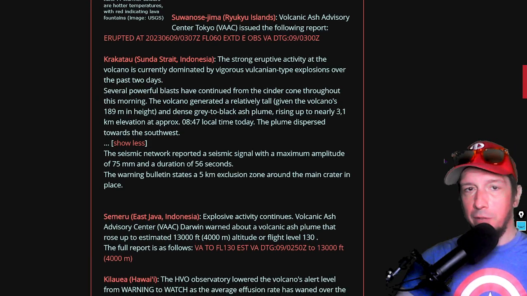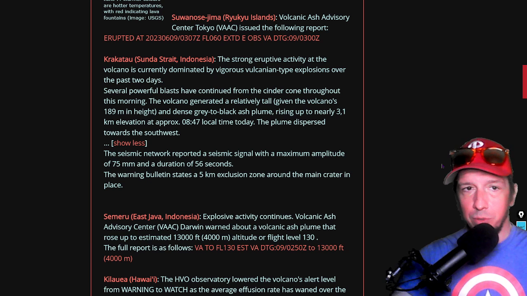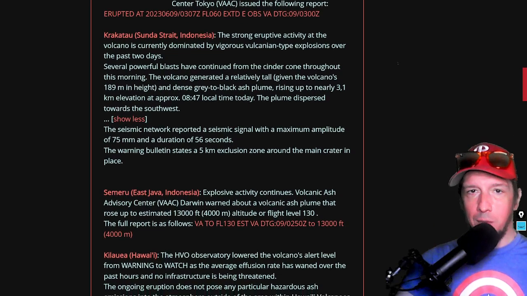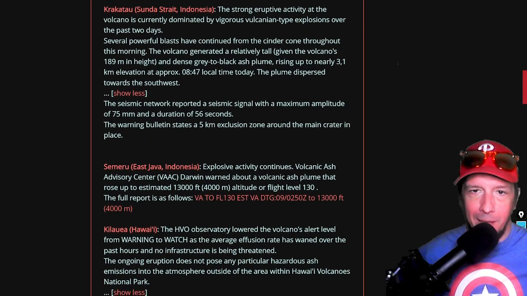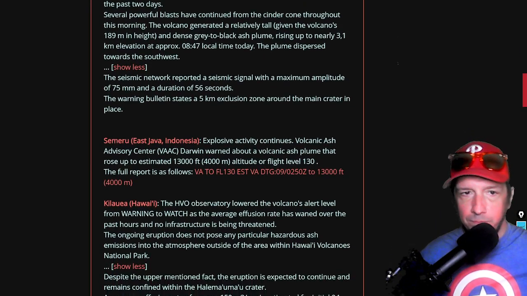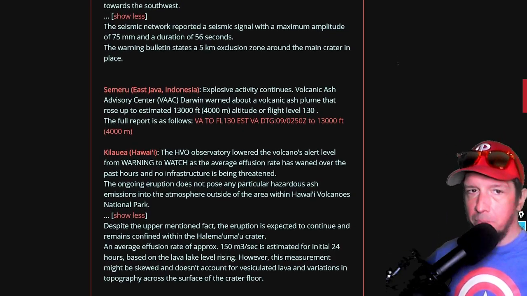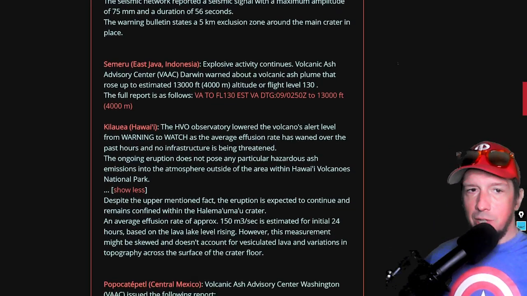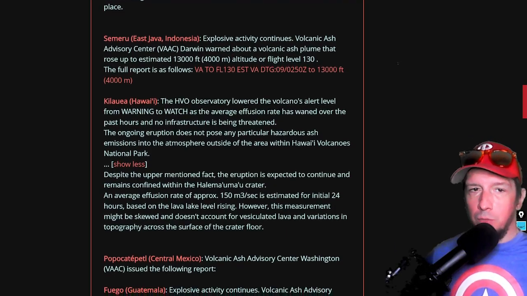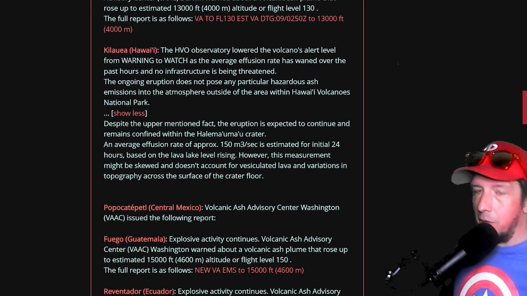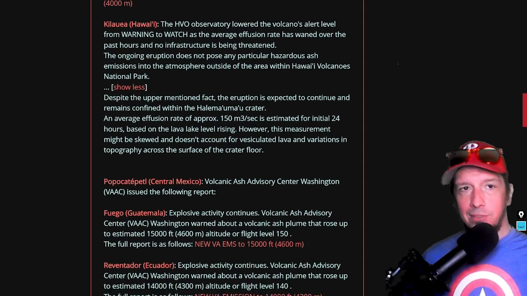Suwanosejima exploding as well, flight level 060 over the Ryukyu Islands. Krakatau producing about a 10,000-foot ash plume there as it explodes once again. The daughter of Krakatoa there, once again at it with strong eruptive activity for the past 2 days. Semeru also exploding, flight level 130, that's a 13,000-foot ash plume over East Java, Indonesia. Kilauea's alert has been reduced from warning to watch. So if you wanted to be frightened of what's going on the Hawaiian Islands, sorry, it's gotten less scary there.